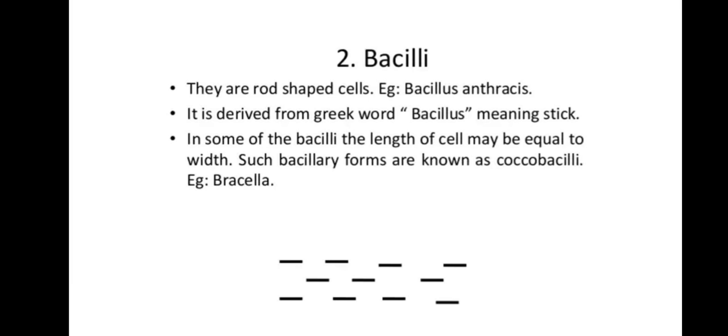Bacilli are rod shaped cells. An example of bacilli is Bacillus anthracis. It is derived from the Greek word bacillus, which means stick. It looks like a stick. In some of the bacilli, the length of the cell may be equal to the width. Such bacillary forms are known as coccobacilli.